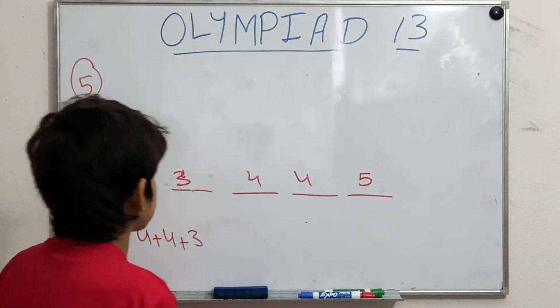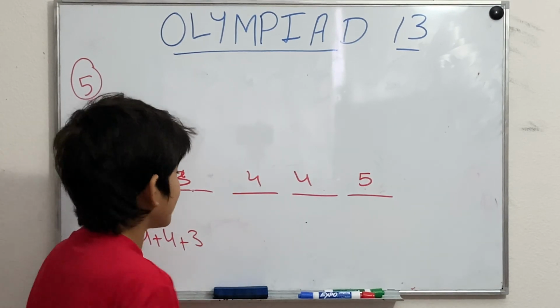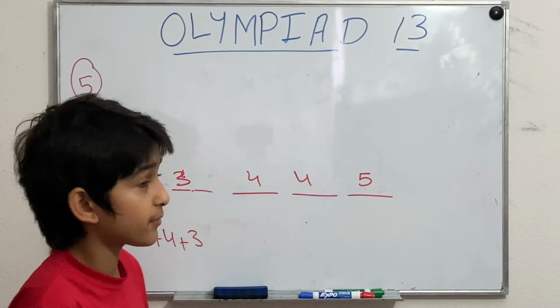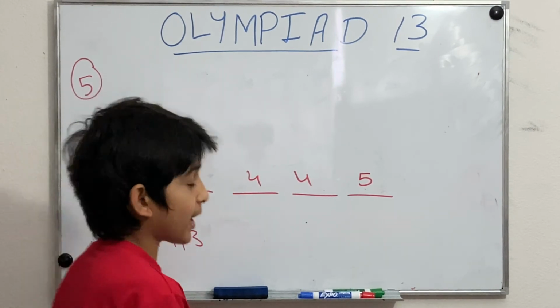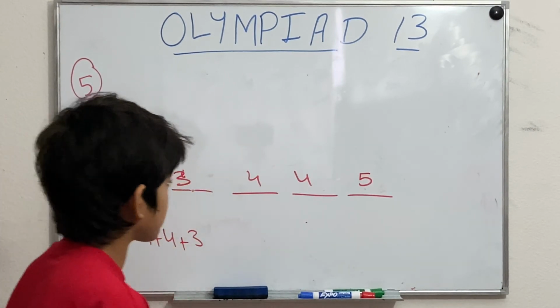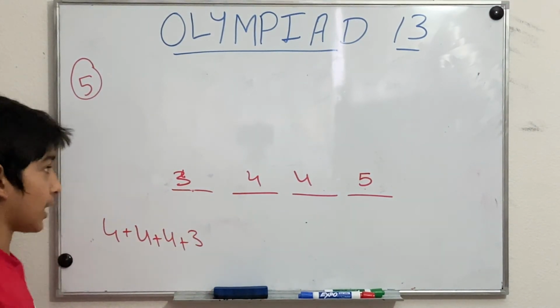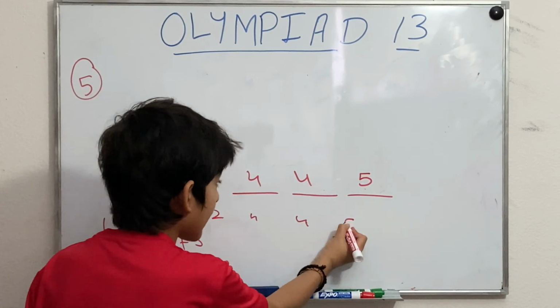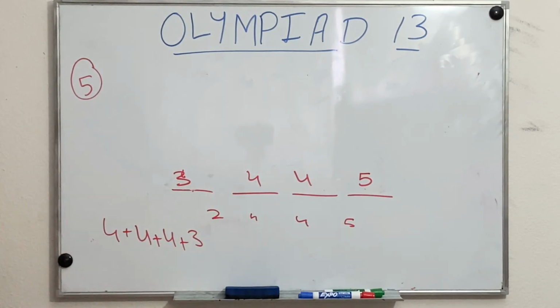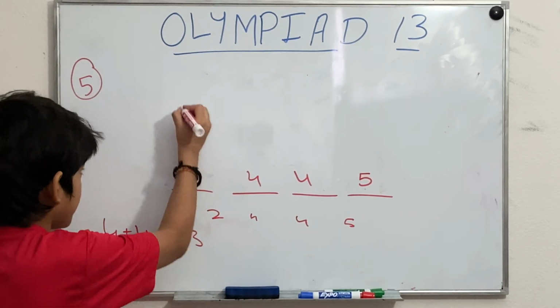So let's see if this adds up to 15. 3 plus 4 is 7. 7 plus 4 is equal to 11. And 11 plus 5 is equal to 16. So we have to do 15, so we also have to subtract 1. If we subtract 1 from here, then what will happen? Then it'll be 2, 4, 4, 5. But two values are the same even though it equals 15.